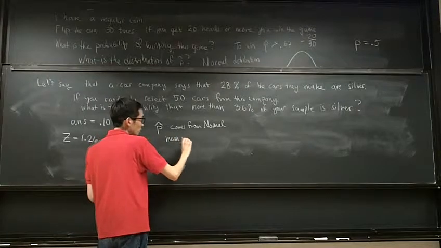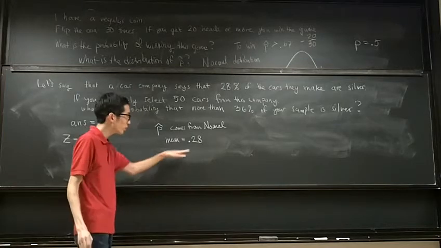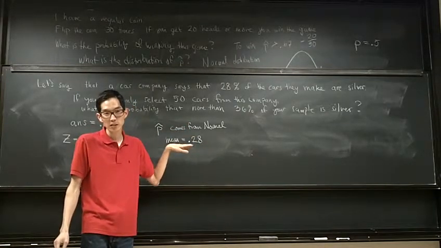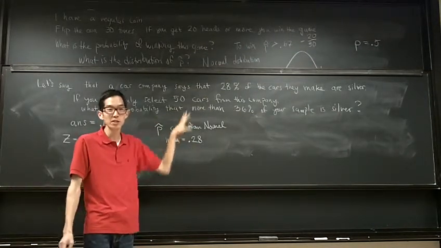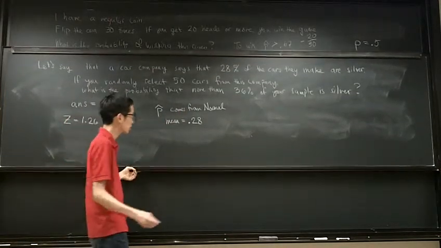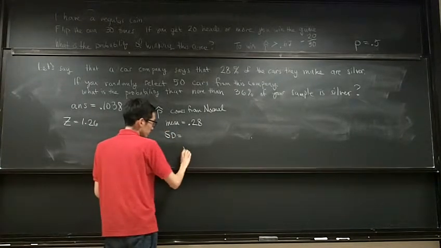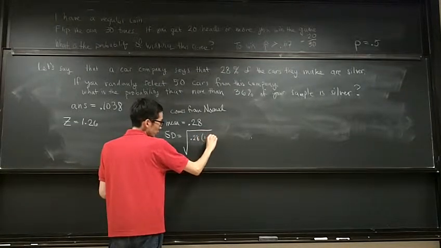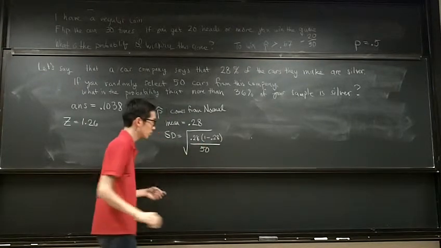My mean is going to be p, which is 0.28, okay? Now it's very important that we put things as p and 0.28. If you use 28, it's not going to work, okay? 28% is 0.28. You got to get used to dealing with decimals even if things are presented to you as percentages. What's the standard deviation going to be? Square root of 0.28 times 1 minus 0.28 over 50.